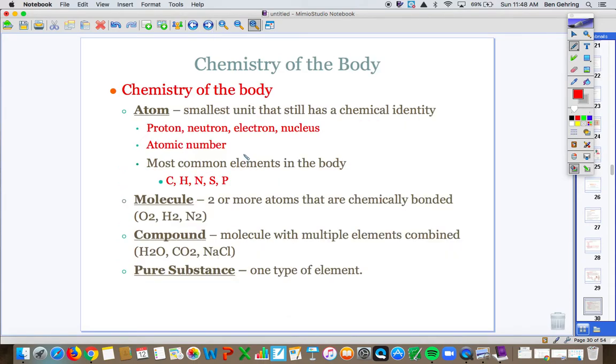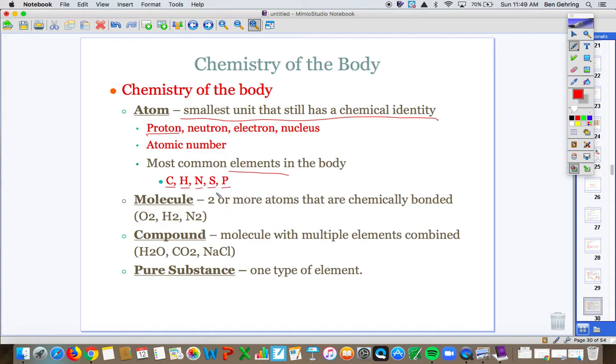So going back to the simplest, working our way up, we have atoms. Atoms are the smallest unit that has a chemical identity. They're made up of protons, neutrons, electrons. They have an atomic number which is the same as the number of protons, and they represent elements. The most common elements, most common atoms found in the body, are carbon, hydrogen, nitrogen, sulfur, and phosphorus. Our body uses these for various functions.